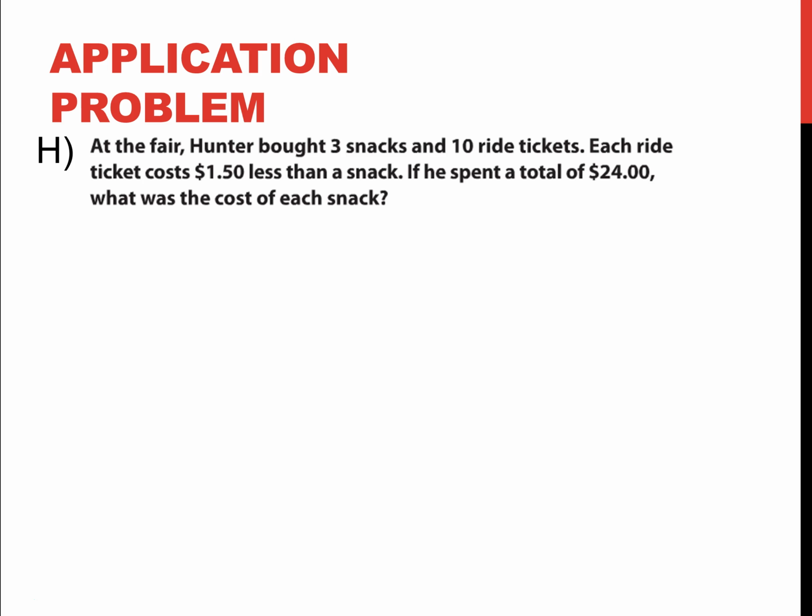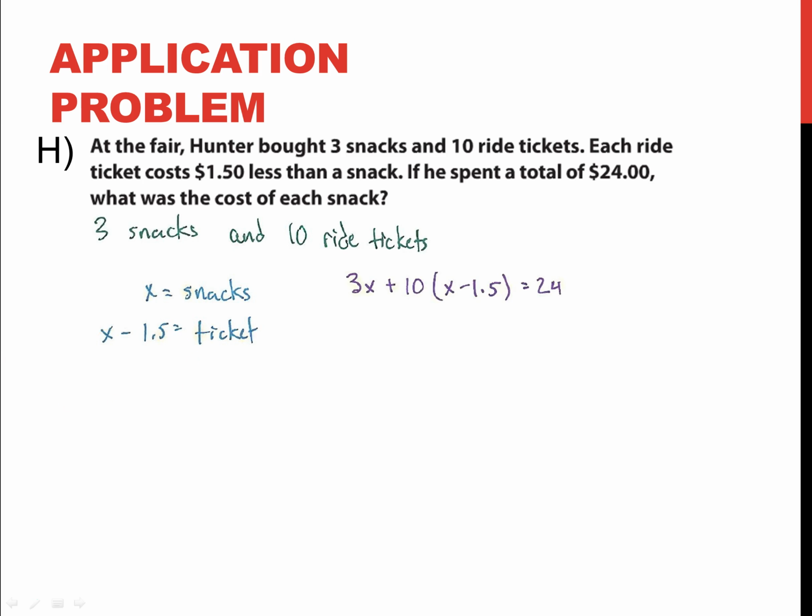Boom! Application problem at the fair. Hunter brought 3 snacks and 10 ride tickets. Each ride ticket cost $1.50 less than a snack, which meant that if I subtract $1.50 from a snack, that gives me a ticket. All right, so he spent a total of $24. So 3 snacks, or 3x, plus 10 times the price for the ride tickets, which is here, gets me $24 total dollars. So I'm going to distribute, and then I'm going to combine like terms.